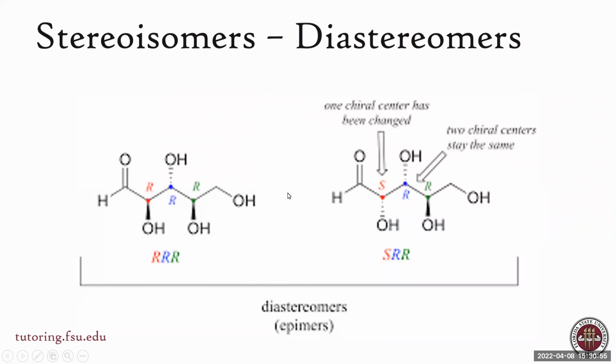One center has been changed. This is another example of an epimer. So RRR, only one of them is switched. Now it's SRR. If this went from RRR to SRS, they're no longer epimers, they're still diastereomers.